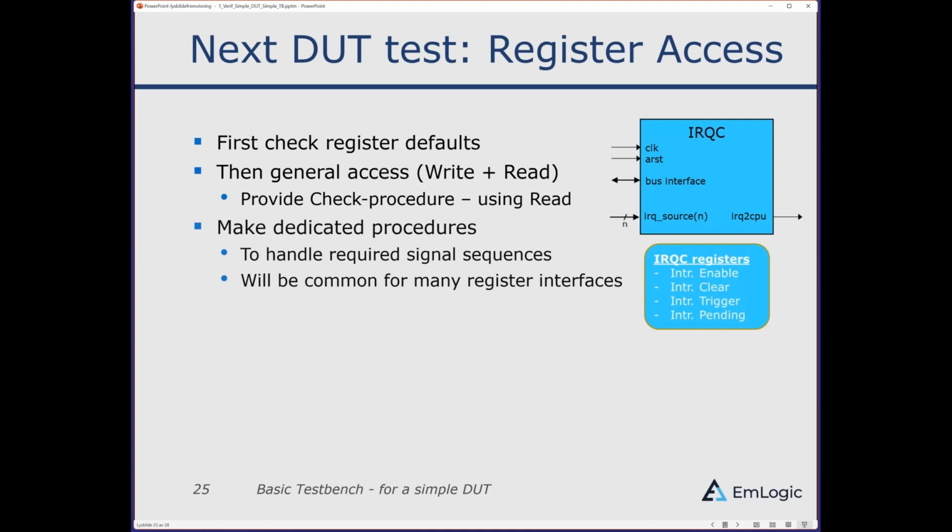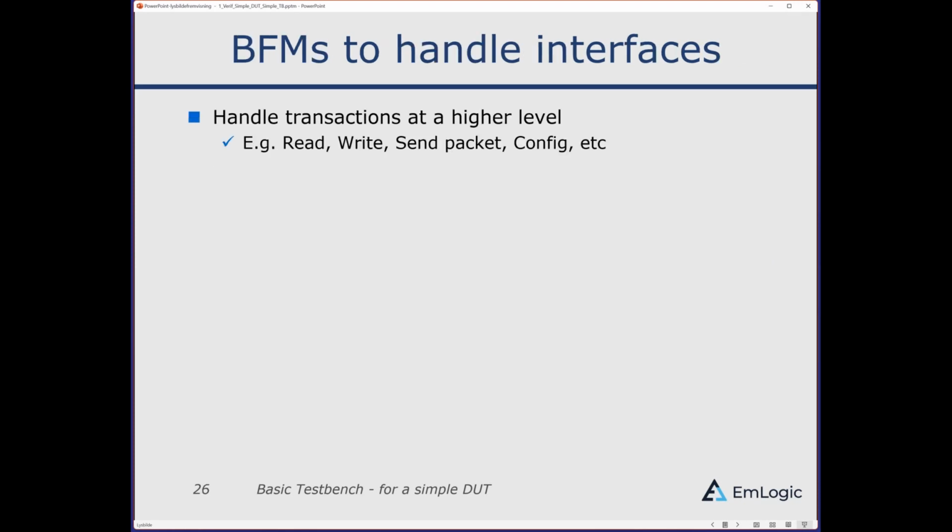Now let's look at this device in this test, this interrupt controller. As I said, it has some registers internally. So we first want to check the register defaults, and then after that, of course, you want to do some writes to some registers, read back if possible, provide stimulant interfaces and see that changes registers, and so on. So you want to provide check procedures, basically using a read procedure underneath that. So basing the check procedure on the read procedure, but checking against a given expected value. And the same, of course, for write.